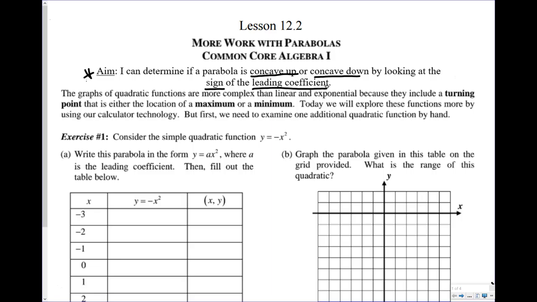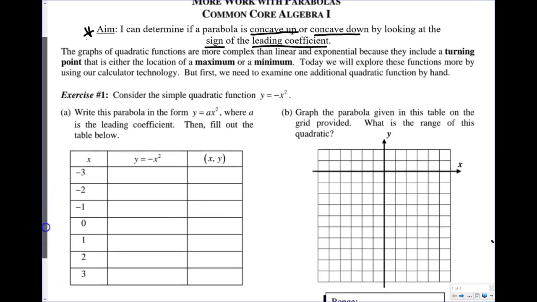The graphs of quadratic functions are more complex than linear and exponential because they include a turning point, that vertex, that place where it goes from increasing to decreasing. That turning point is either the location of a maximum or a minimum, right? If it's turning downwards, it's going to be a maximum. If it's turning upwards, it's going to be a minimum. Today we will explore these functions more by using our calculator. But first we need to examine one additional quadratic function by hand.